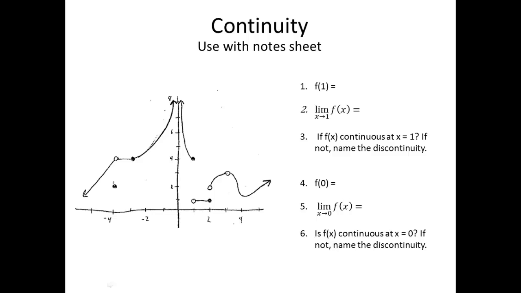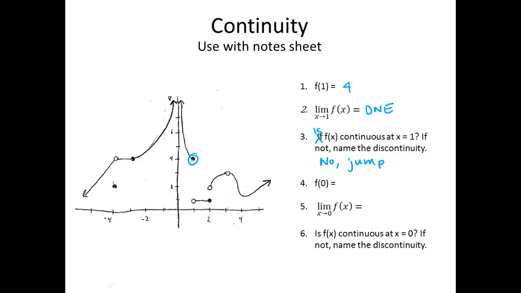So here f of 1, I just want to know what the value of f of 1 is. F of 1 has a value of 4. The limit as we approach 1, that means coming in from the left and coming in from the right, 2 different fingers, that does not exist. Is f of x continuous at x equals 1? And the answer is no.